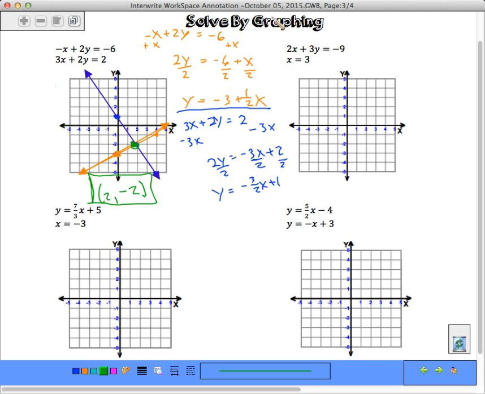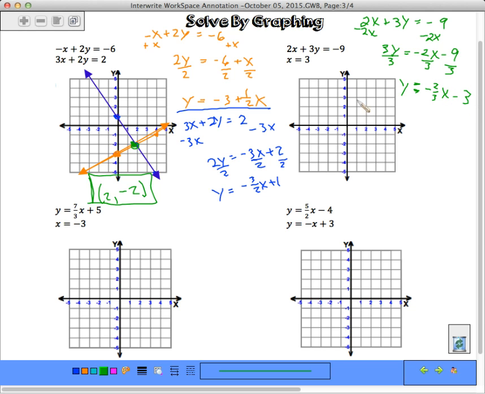Looking at the next one, I need to solve the first one for y. So I'm going to start out with 2x plus 3y equals negative 9. Subtract 2x from both sides. So it gives me 3y equals negative 2x minus 9. Divide everything by 3. Then I get y equals negative 2/3 x minus 3.